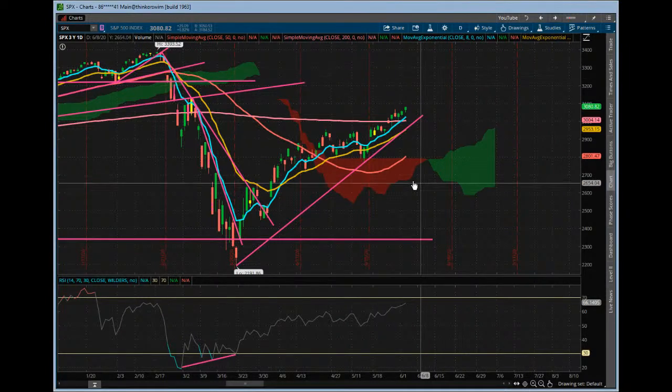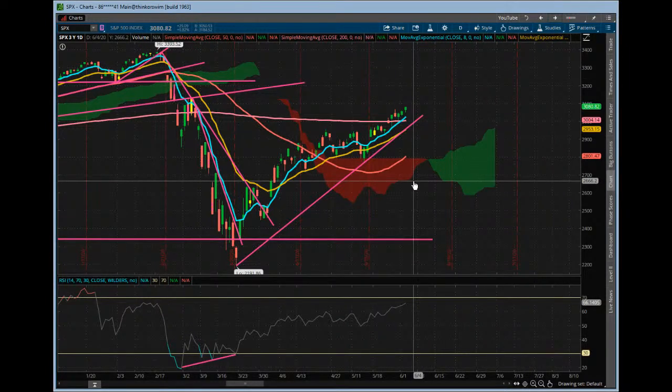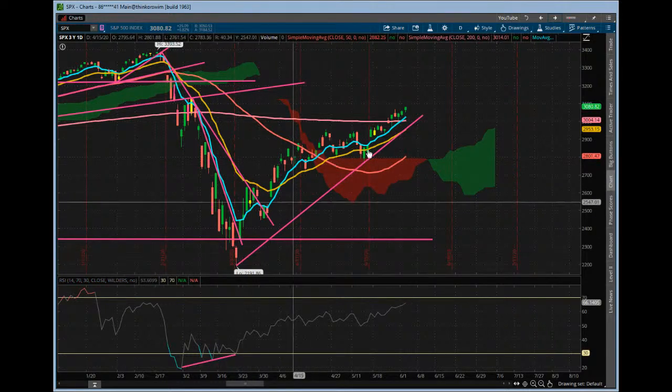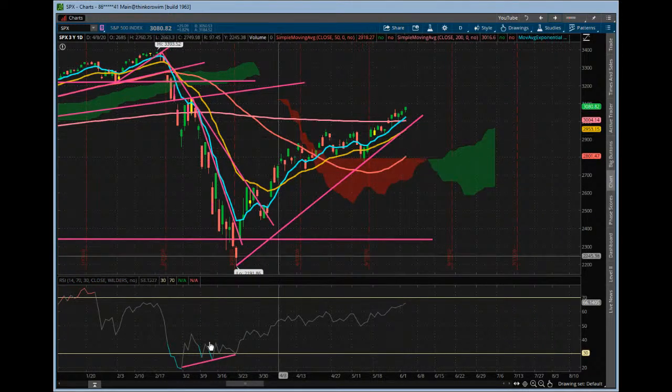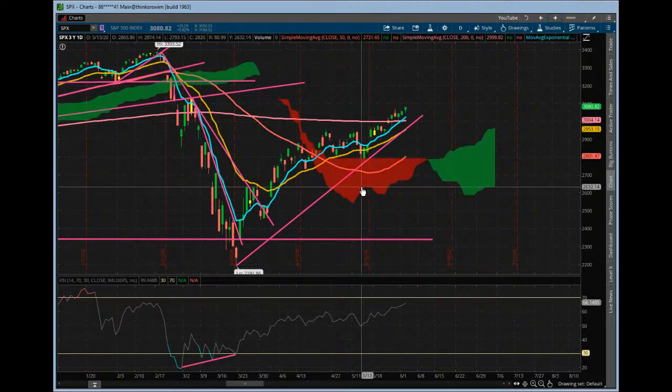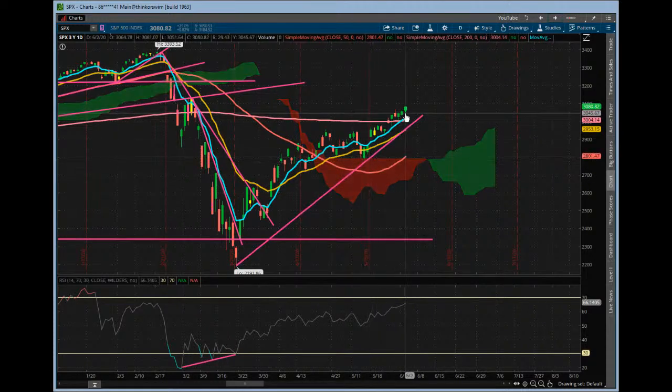So far, daily chart bullish until proven otherwise. Why? Because we're above the upward trend line right here. Oh, cool. We also had bullish divergence back there, too. It's kind of neat there on the RSI. Yeah, so it's still bullish. Right? Still working its way up.